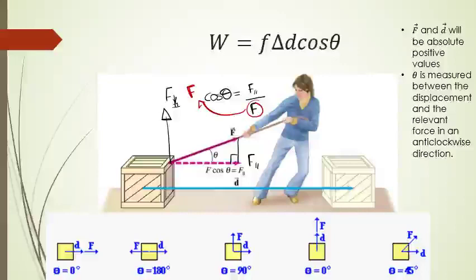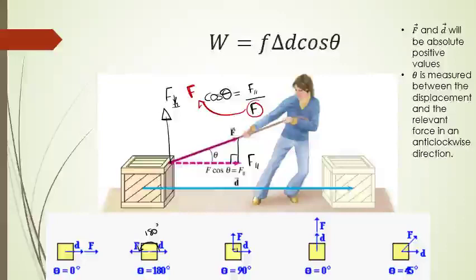If my force is opposite the direction of my motion, my angle goes up like this in an anti-clockwise direction, and that ends up being 180 degrees. Here, if my force is up while my direction of my box is to the right, I know that this is going to be 90 degrees then. And then over here, if I have my force in the same direction as my distance, there is a 0 degree difference between these two lines.